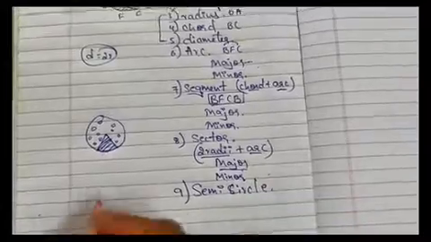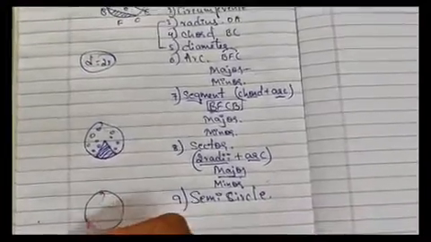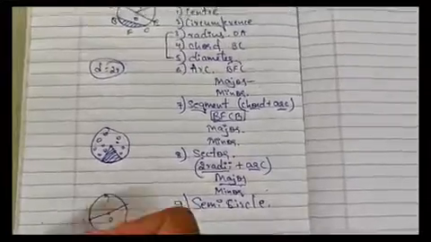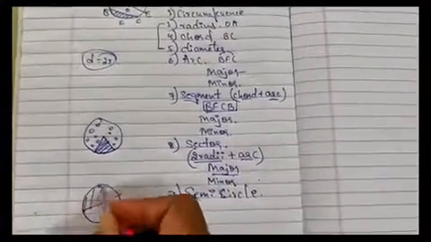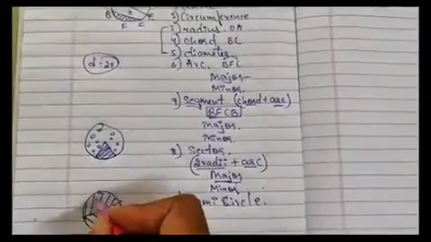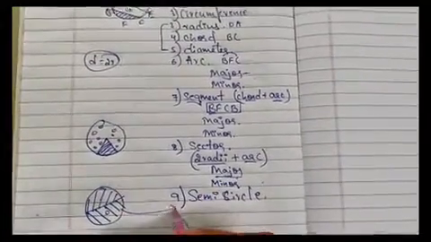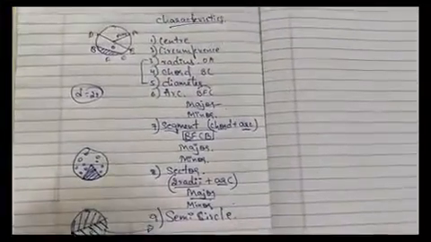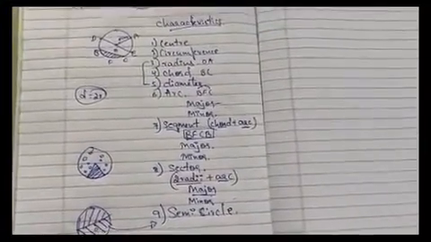Semicircle. What is a semicircle? As we know, this is the diameter. The biggest chord divides the circle into 2 equal halves. Each half is called a semicircle. So this is the circle and its characteristics.